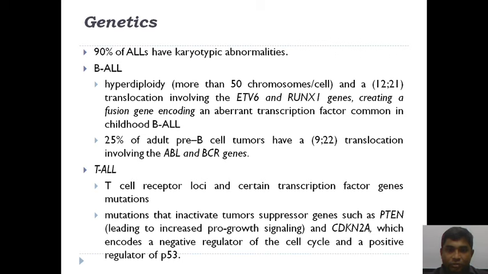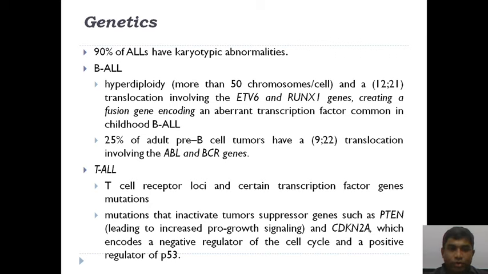Classical one is the 12;21 translocation. There is translocation between chromosome 12 and 21, and this involves fusion of genes ETV6 and RUNX1, leading to aberrant transcription factors or abnormal proteins. So this abnormality is common in childhood B-ALL, whereas in adult B-ALLs, a common chromosomal abnormality is translocation of chromosomes 9 and 22 involving the BCR-ABL genes.